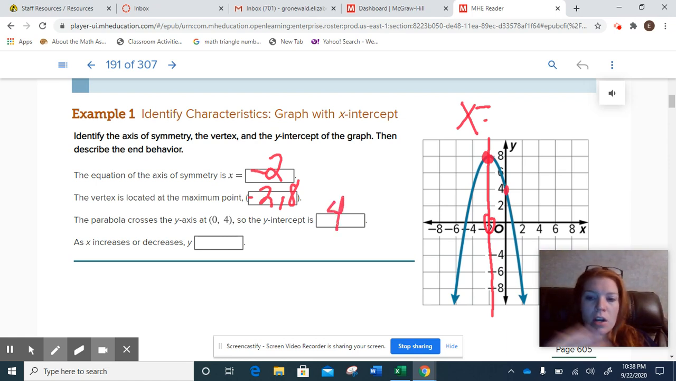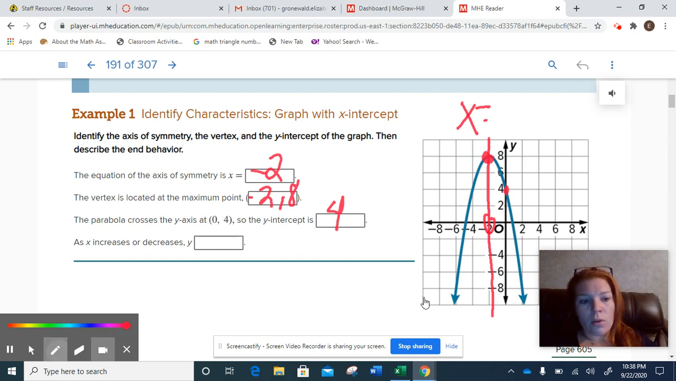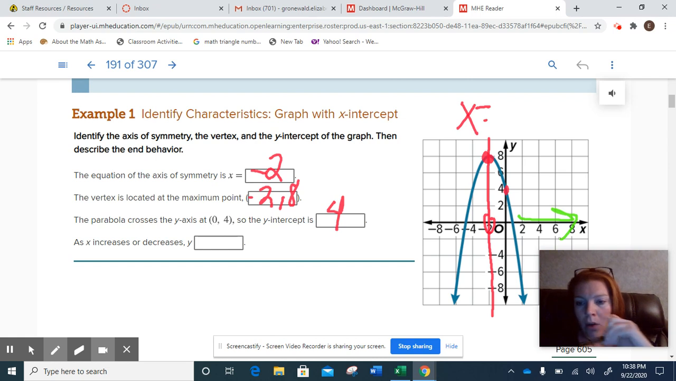And then it talks about the end behavior. You're basically just looking to see what is y doing when they give you some information about x. So it says as x increases or goes positive, what happens to y? So as I go across the screen, as x goes that way, where's y going? Is it going up or is it going down? In this case, it's going down, so we would also say decreases.